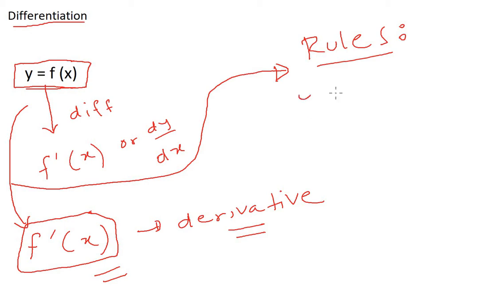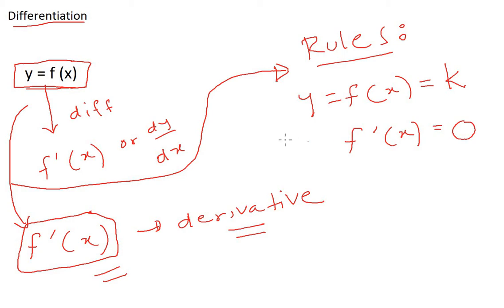So this rule tells us, if you have a constant denoted by k, so in this case this k denotes a constant, the derivative will be equal to 0. So you should remember this: the derivative of a constant is always 0.